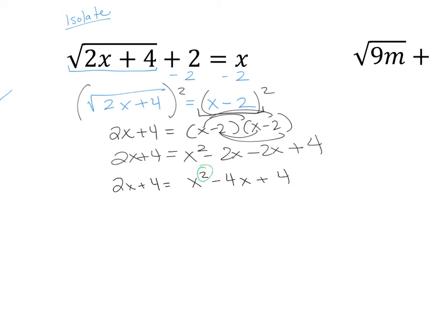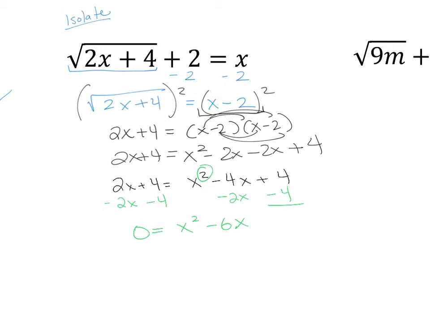I know it's quadratic because I see a power 2. So I want to make this equal to 0 since I have x's and x squares involved. So I'm going to move the 2x over and move the 4 over, minus 2x minus 4. That gets me 0 equals x squared minus 6x. Oh, and those cancel too.